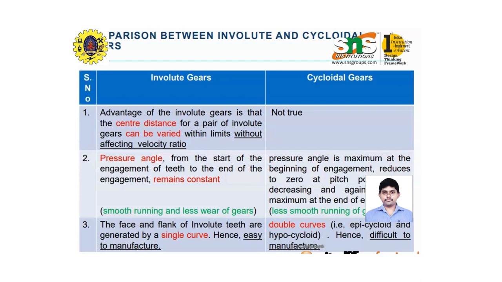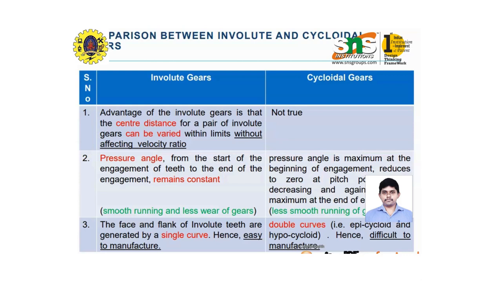The pressure angle for the involute gear starts from the engagement of teeth to the end of the engagement. In cycloidal gears, it is maximum at the beginning of engagement, and it reduces to 0 at the pitch point, so the value of the pressure angle keeps on decreasing. Pressure angle relates to the meshing of two gears, where the pitch circles intersect at one point.